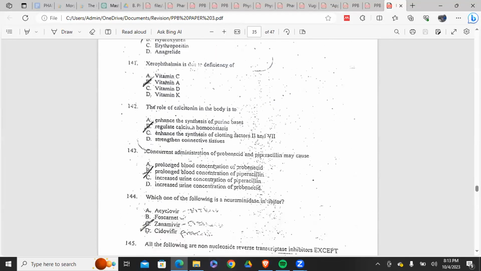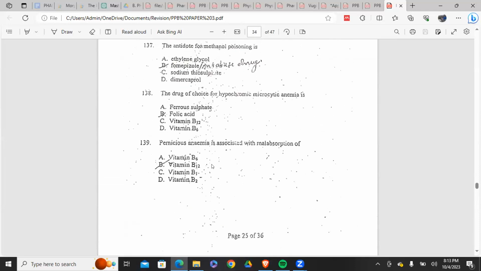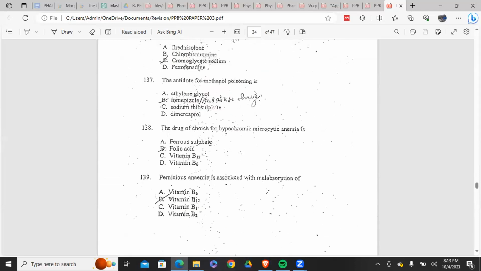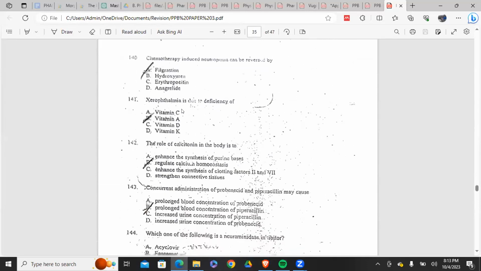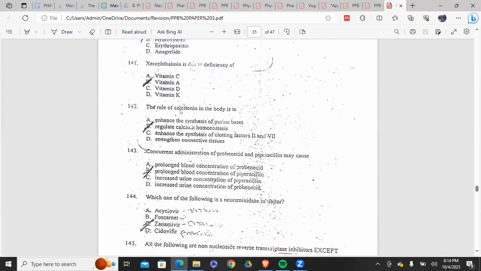What is the antidote for methanol poisoning? Sorry, it's fomepizole. And for ethanol poisoning, I had it, but for methanol it's fomepizole. Sorry, carry on. Sorry for interrupting. Chai, go back. Go back up a little.